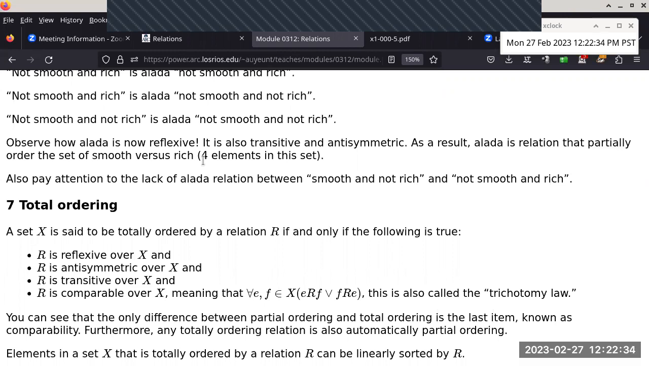I chose to use the shorthand instead of the element of. So instead of using the longhand, I'm using the shorthand to basically say ERF is really saying the same thing as EF as a two-tuple is in R. But instead of writing that out, we'll choose a different way to represent exactly the same thing.